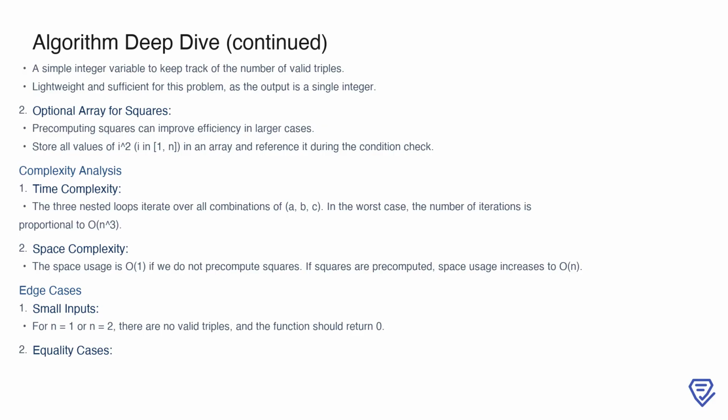On the other hand, the space complexity is minimal, remaining at O(1) if we do not pre-compute squares, and increasing to O(n) if we use the optional array for optimization. These trade-offs between time and space efficiency are worth considering, depending on the specific constraints of the input.